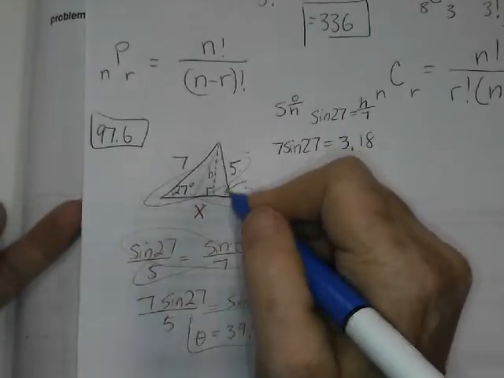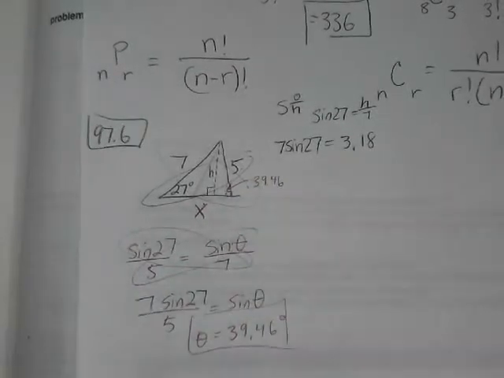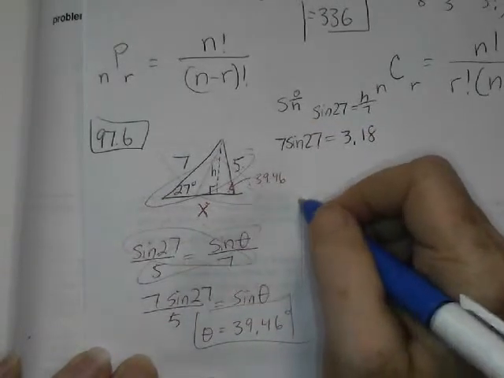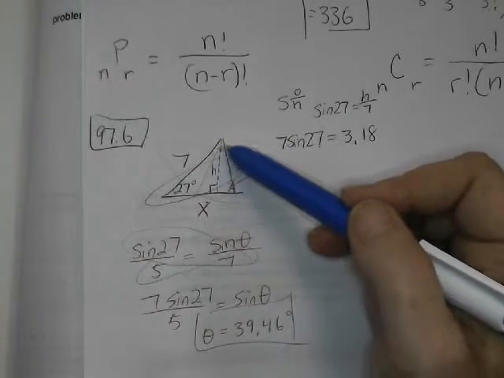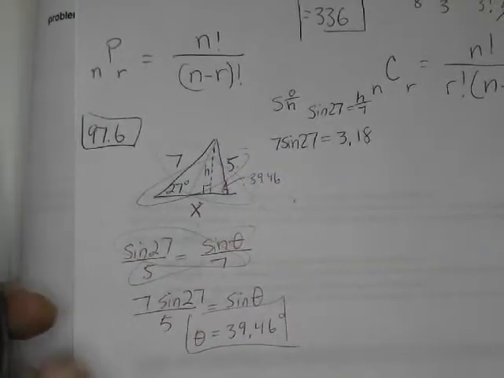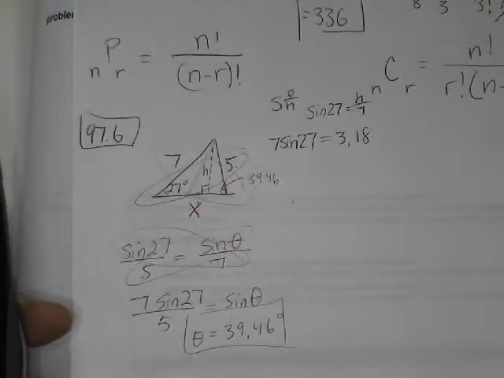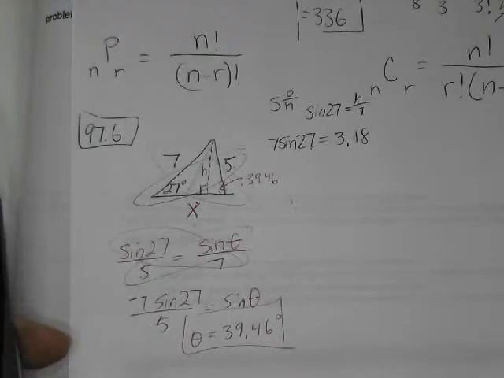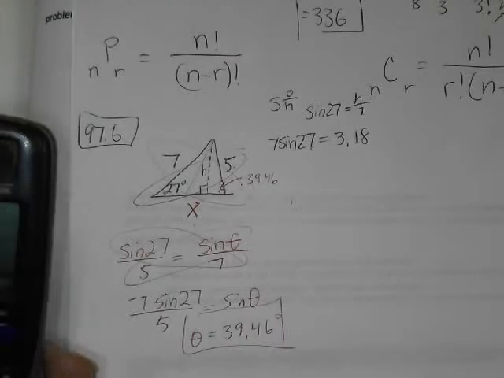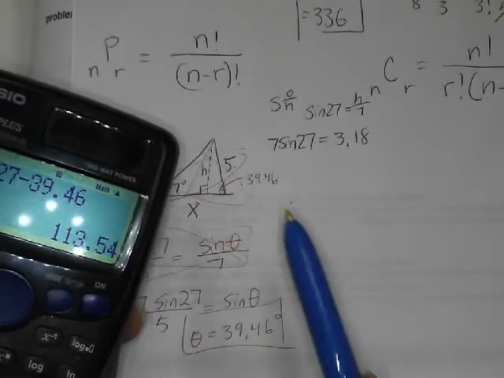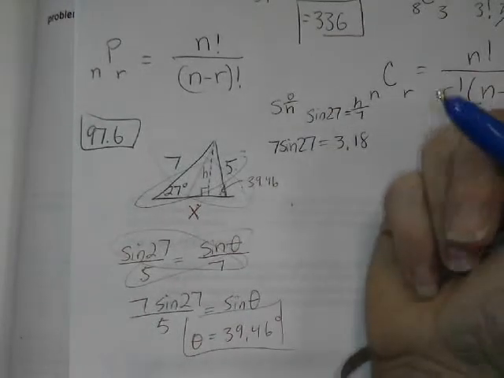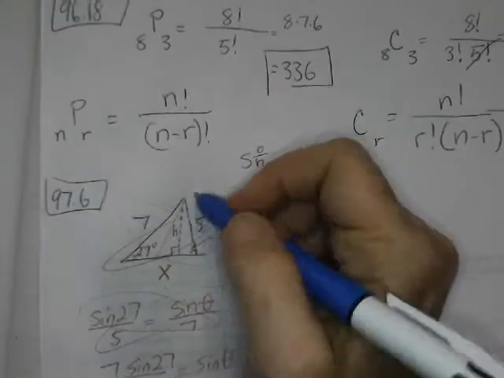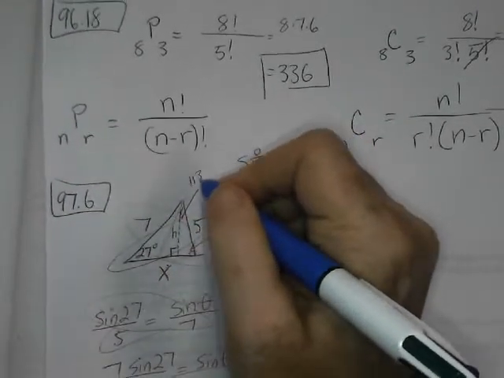39.46. So now let's do law of sines again. Oh wait, no, I need to find this angle up here, don't I? So let's go 180 minus the other two angles and we'll find it. 180 minus 27 minus 39.46. Well, that gave me about 113.54 up here. Doesn't look like it. Did I do something wrong? Let's see. No, that's right. Not drawn to scale.